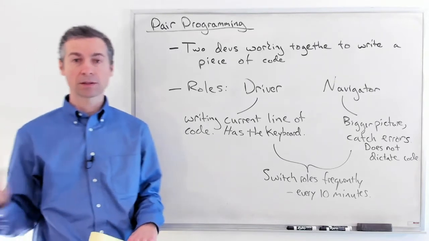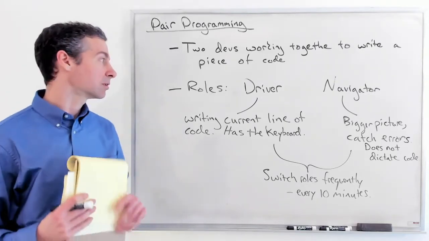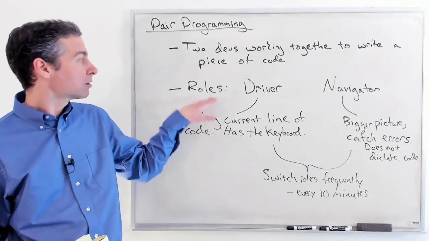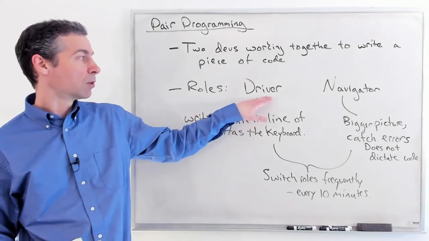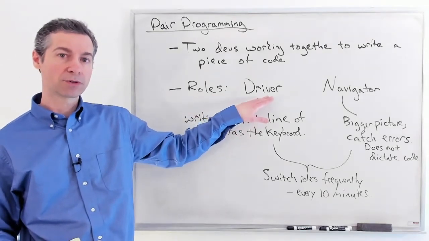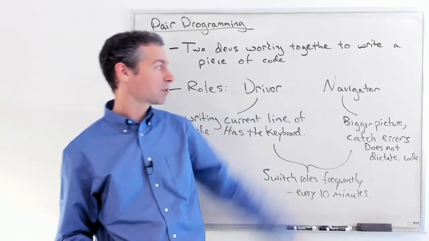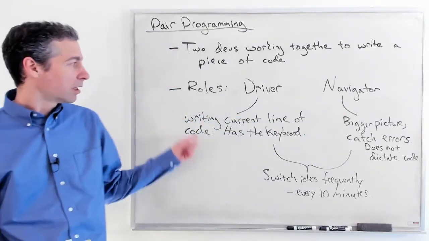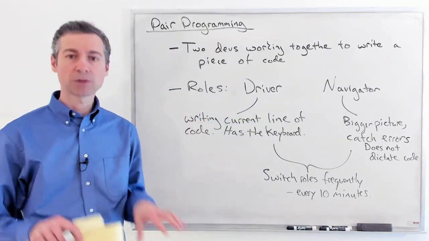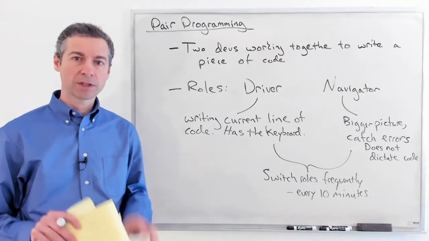And the Scrum book talks about this in a later chapter, is to take on two roles. So one person takes on the role of a driver, and the other person takes on the role of the navigator. The driver's the person with the keyboard, and they're sitting there typing.